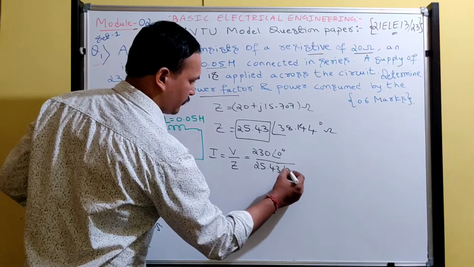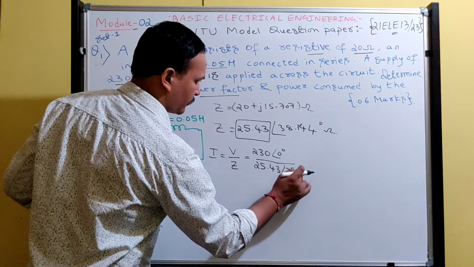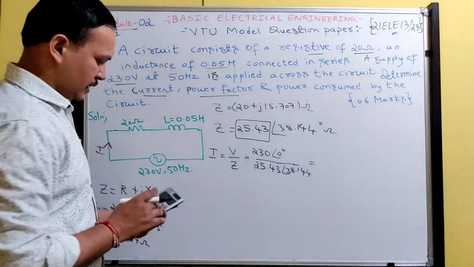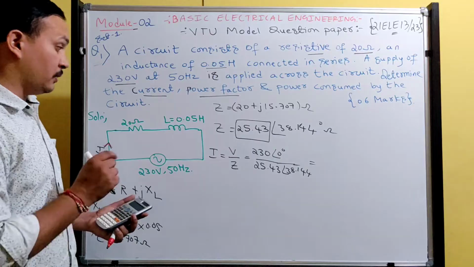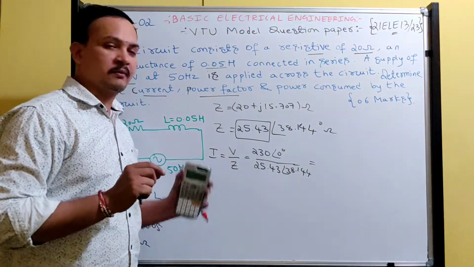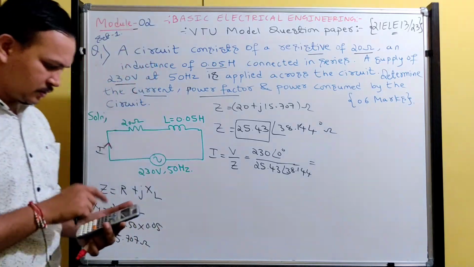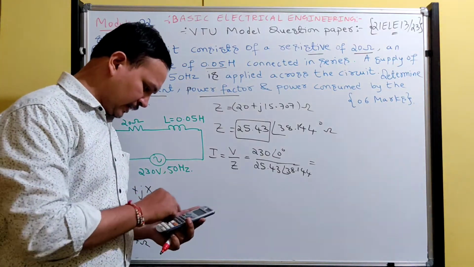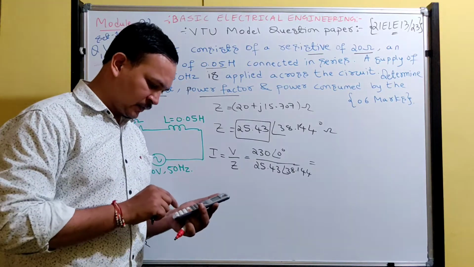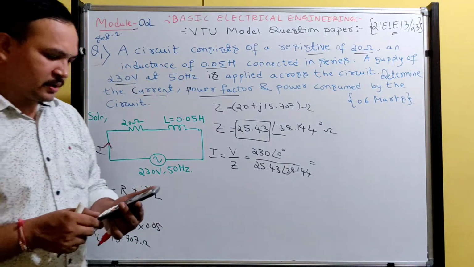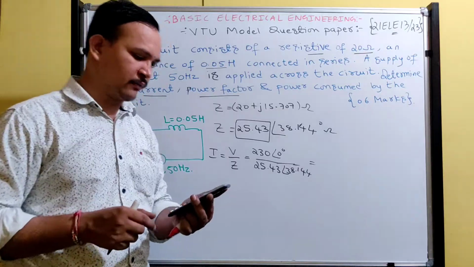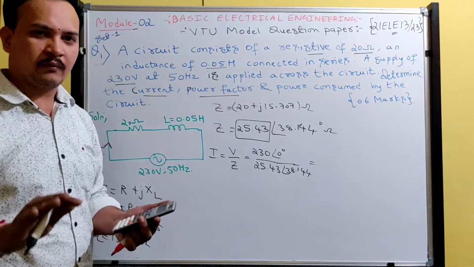25.43 at an angle of 38.144. Calculate this in a calculator. In an AC circuit, the calculator will take care, you just have to write the correct equation. So 230 at an angle of 0 degree divided by 25.43 at an angle of 38.144. I am keeping this answer in polar form. Always keep it in polar form.